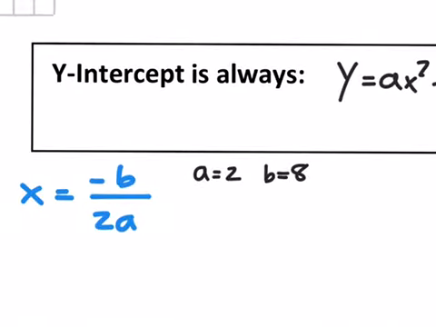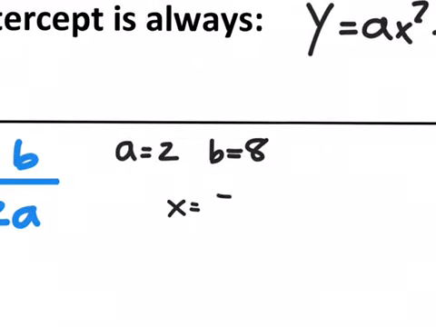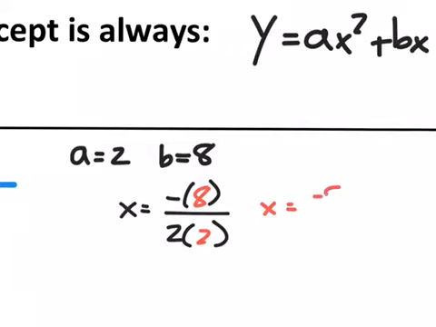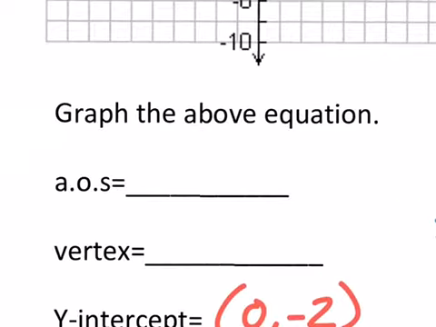So now we're going to go ahead and evaluate the formula of x is equal to negative b divided by 2a. We're going to evaluate at our numbers, so b is 8 and a is 2. So here we'll have x is equal to negative 8 over 4. So the x-coordinate of our vertex, which will also be our axis of symmetry, is negative 2. That's going to tell us two things. Our axis of symmetry is at negative 2, and the x-coordinate of our vertex is at negative 2.